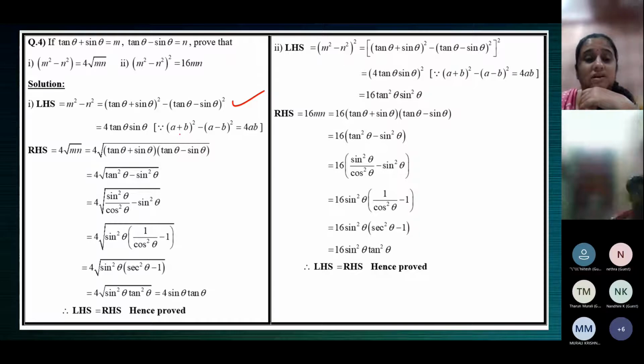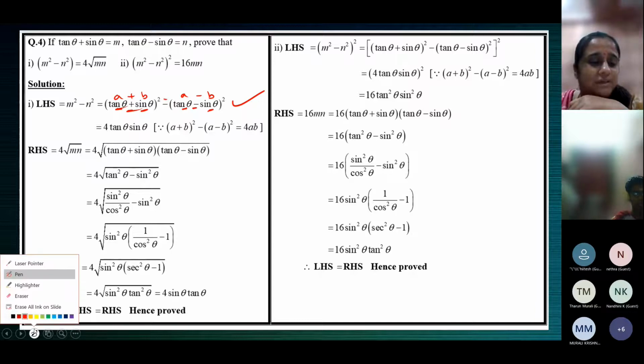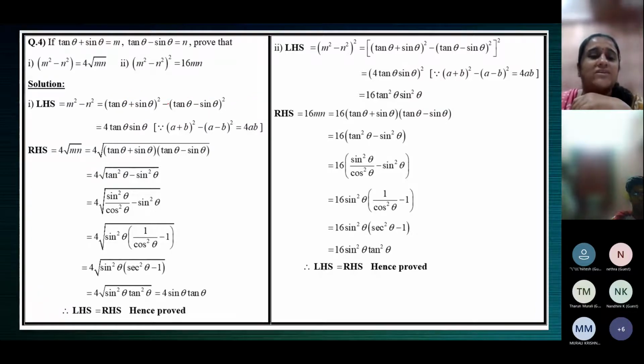Now children, this identity: a plus b the whole square minus a minus b the whole square is equal to 4ab. Here a is tan theta and b is sine theta, so clearly it's of the form a plus b the whole square minus a minus b the whole square, which is 4ab, that is 4 tan theta sine theta. So using this identity, we have this for the LHS.